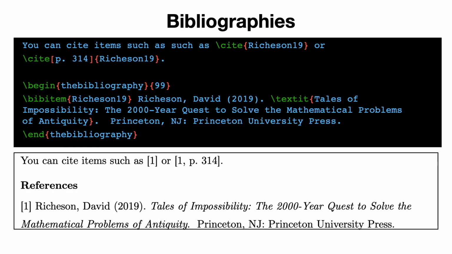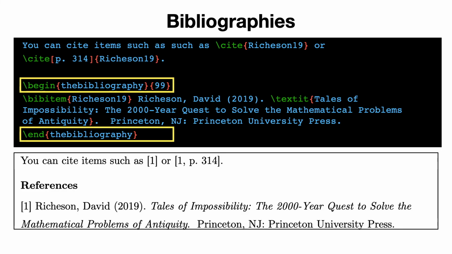One other nice feature of LaTeX is that it allows you to build your own bibliographies. In this example, at the end of the body of my document, I have \begin{thebibliography} and \end{thebibliography}. And there's that number 99 in there. That's sort of a dummy placeholder number. Whatever value that is, it just has to be larger than the number of items in your bibliography.